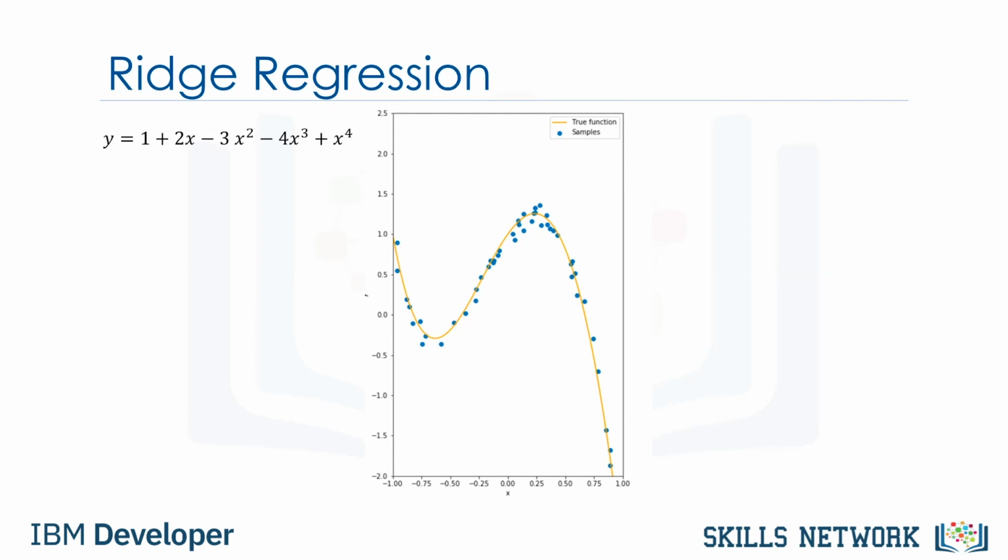Consider the following fourth-order polynomial in orange. The blue points are generated from this function. We can use a 10th-order polynomial to fit the data. The estimated function in blue does a good job at approximating the true function.